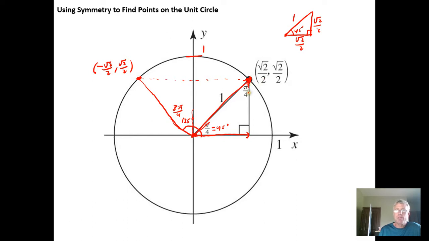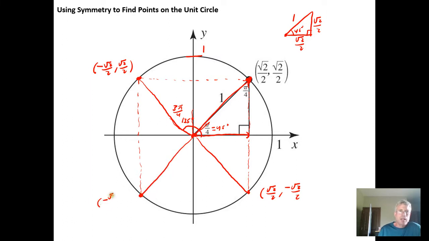This point can also be reflected down here. And this will give me the point positive root 2 over 2 comma negative square root of 2 over 2. I wind up with the terminal side right here. And this point can be reflected over to here. This point can be reflected down to here. They wind up in the same spot. This terminal side reflects through to here.